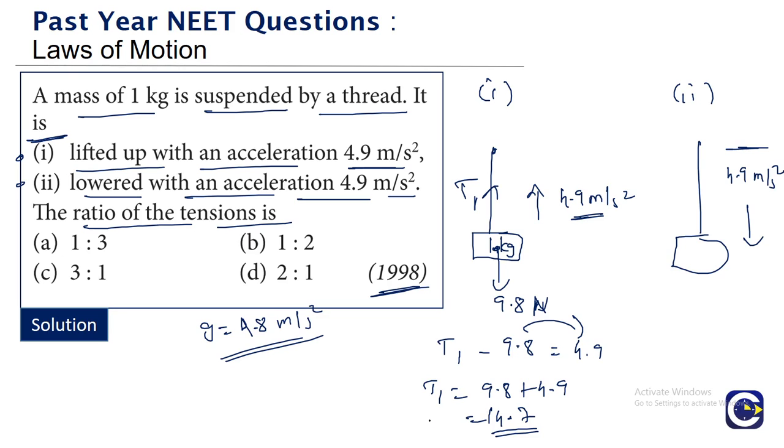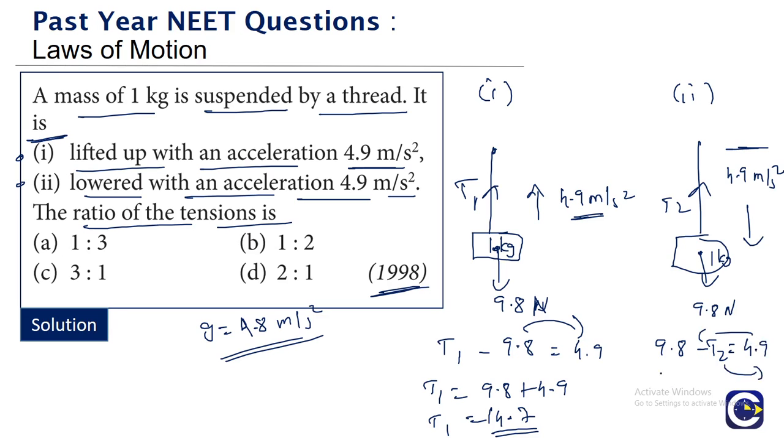So that is the T1 value. Now we'll come to the T2 case. Look at this, here also the same weight, nothing is changing. But it is going down. Means what? Downward force, which is 9.8 minus T2, is equal to what? Mass of the object is the same, 1 kg, into acceleration 4.9. So it will be 4.9. From here we will rearrange, means 4.9 will come to the left side. It will become minus 4.9, right?